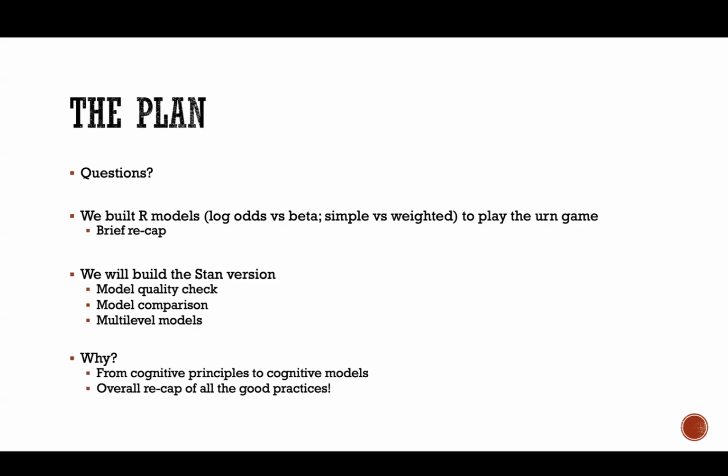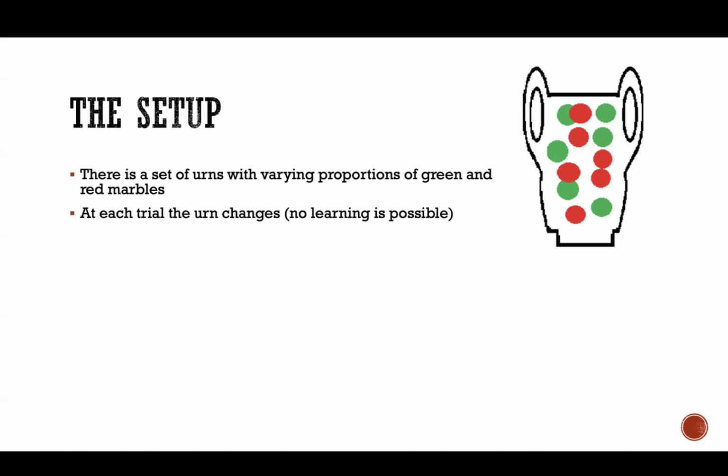So, are there questions on what we did last time? Okay, so if you remember, this is the setup. We have an urn with two different kinds of marbles. Here they're red and green. In the course notes, they're blue and red. I'll make sure to change that at a later point. And these urns might have a different proportion of red and green marbles. And at each trial, the urn changes, so we cannot learn, but we'll see if we have time at the end of today how we would implement a learning model.